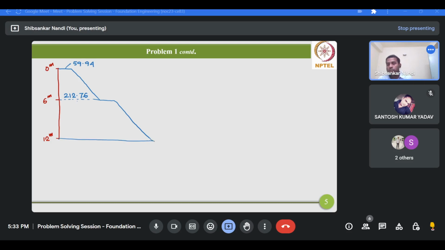Okay, so for the lower part it will be 332.10 and then at the base 730.62. So this is the passive earth pressure distribution, obviously in kPa. Now what we have to do? We have to basically determine the resultant passive thrust.